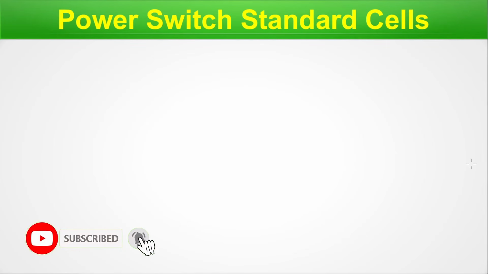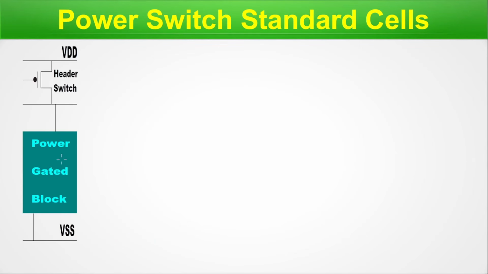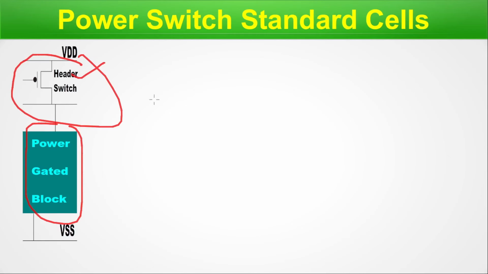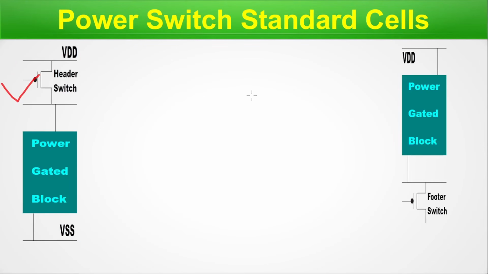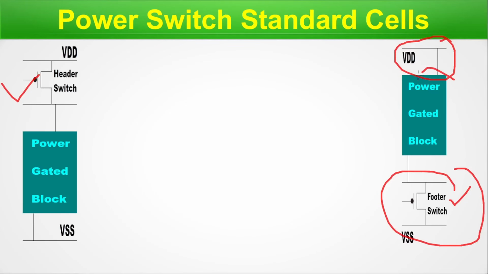Power switch standard cell. Here is the picture. Here we have a power gated block and we have a header switch here. So this is a standard cell which is called the power switch cell, and it is placed at VDD, and hence it is called the header switch cell, and it is directly connected to the VSS, and there is no operation here. It is a direct connection, and here there is a switch. It is a header switch, and in case we want to do the switch operation from the VSS side, we have to give a footer switch. So this is another standard cell which is a footer switch, and here you can see this is a direct connection with the VDD, and this is the power gated block.